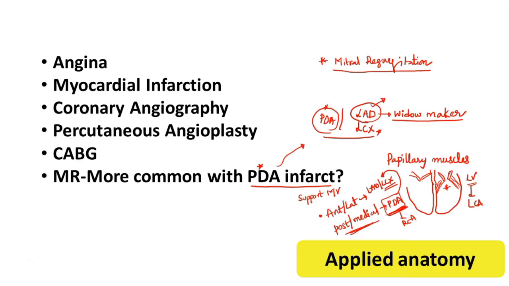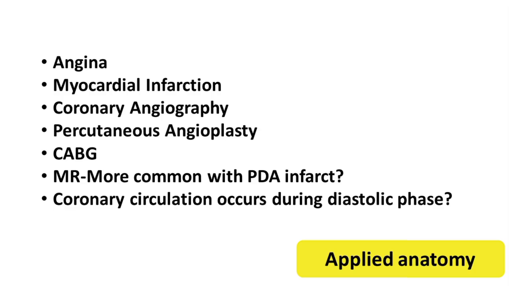So in cases of left coronary artery blockage, that is LAD or LCX, if there is one blockage, the other artery is available to supply it. So if there is either an LAD infarct or an LCX infarct, there is the other counterpart to help. So you will not see mitral regurgitation. But in cases of PDA infarction, MR is more common because the PDA is the sole blood supply to the posteromedial papillary muscle.